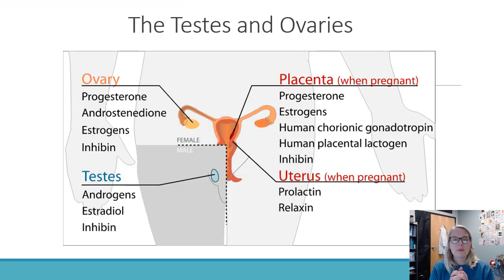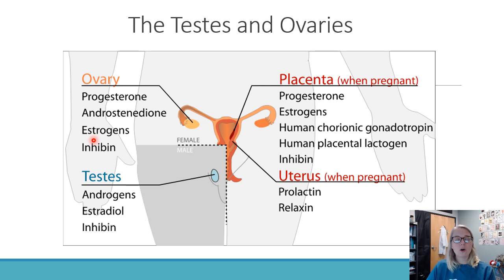All right, the next group of organs we're going to take a look at are the reproductive organs. So your gonads, which are the testes in males and ovaries in females. The testes produce hormones, the androgens, like testosterone, estradiol, and inhibin, and they help mainly to maintain your secondary sexual characteristics. They help with sperm production and libido.